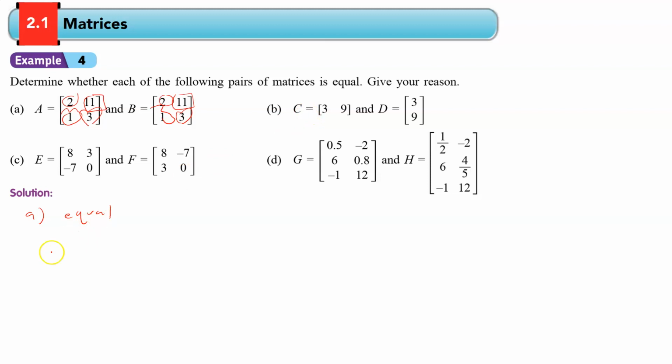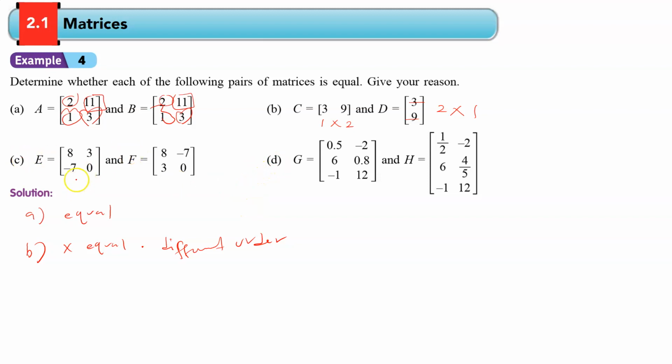Tengok B. Equal ke tak? Position pertama, first tengok order dia. Order dia, yang ni 1 by 2. Yang ni 2 row, so 2 by 1. So order tak sama, so not equal. Sebab different order. Simple je. Tengok order dia dulu, lepas tu tengok elements.